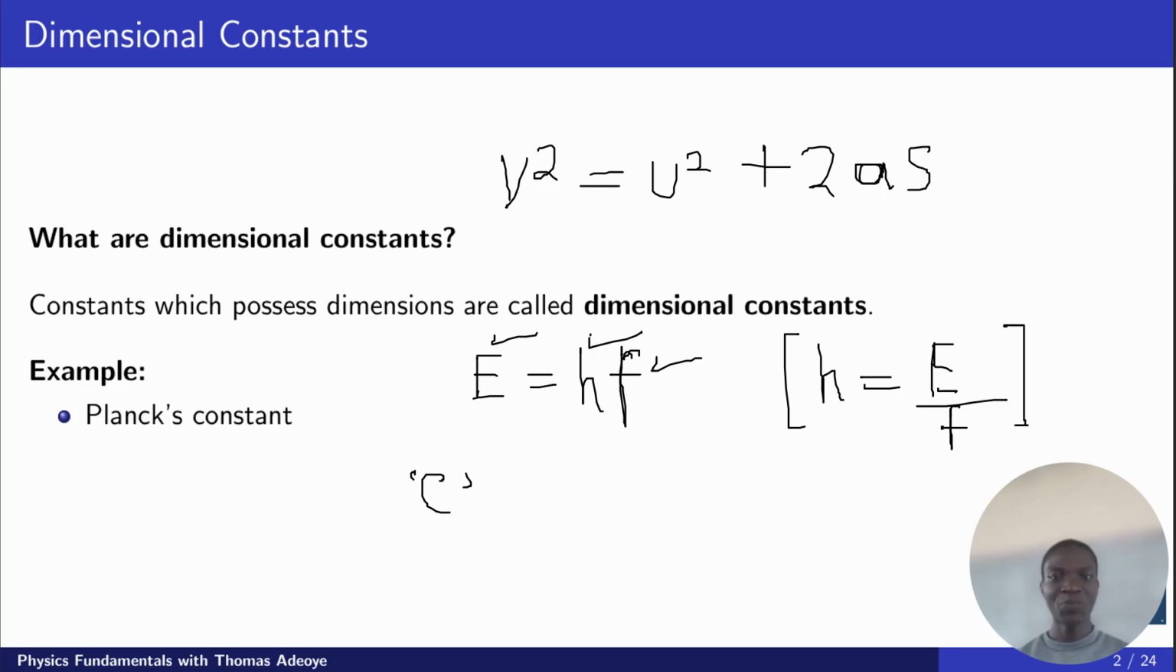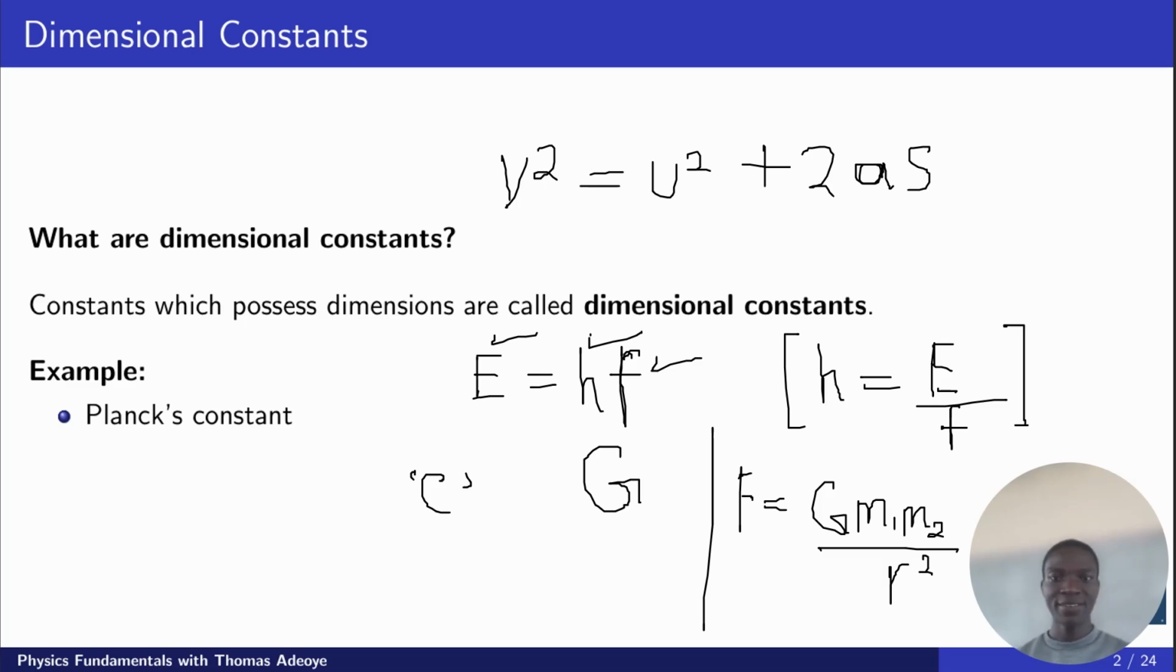Another example is capital G, the universal gravitational constant. In the formula, the force of attraction F equals G m1 m2 over r squared, F is the force of attraction between two masses m1 and m2, G is the universal gravitational constant, and r is the distance between them. So G, the universal gravitational constant, is a dimensional constant. It has dimension, even though its value is fixed.